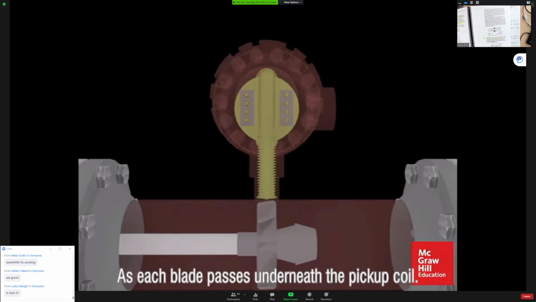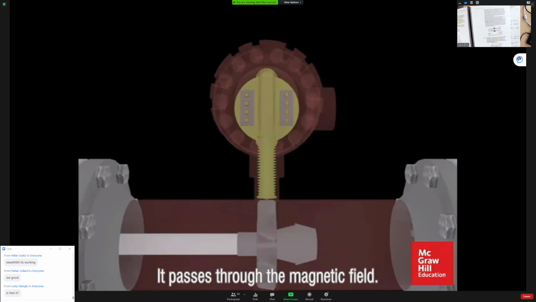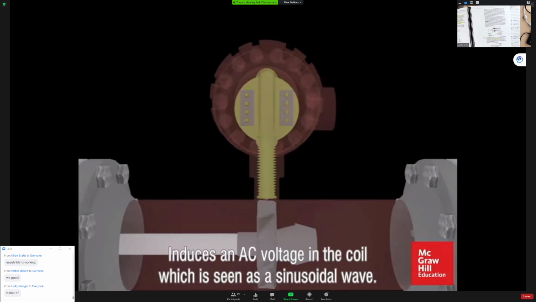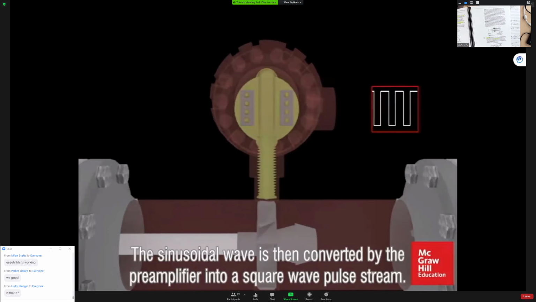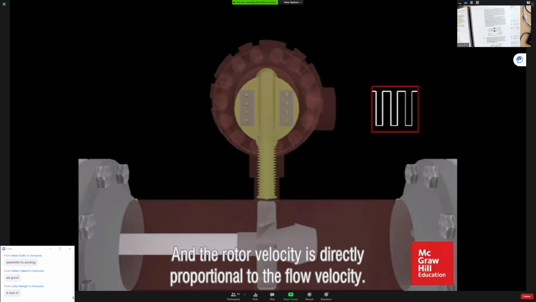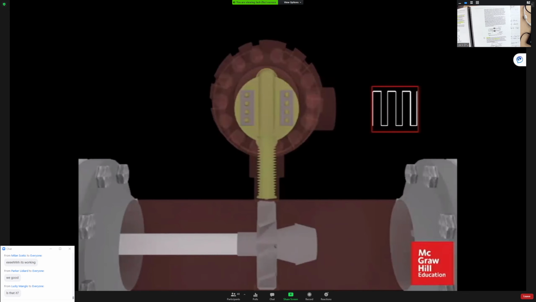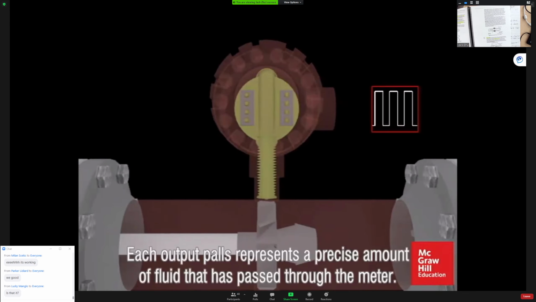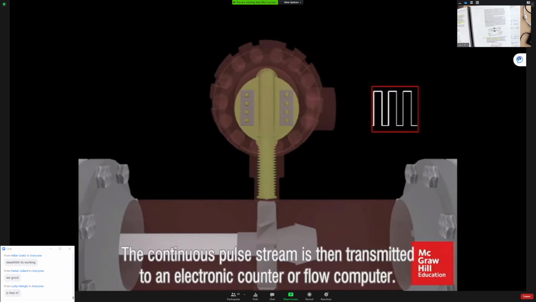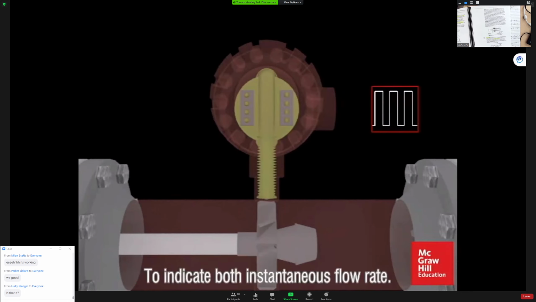It is constructed of many coils of fine wire that are wound around a permanent magnet. As each blade passes underneath the pickup coil, it passes through the magnetic field. The continual passing of the paramagnetic blades under the coil induces an AC voltage in the coil, which is seen as a sinusoidal wave. The sinusoidal wave is then converted by the preamplifier into a square wave pulse stream, as shown. Since the flow area is constant and the rotor velocity is directly proportional to the flow velocity, each output pulse represents a precise amount of fluid that has passed through the meter. The continuous pulse stream is then transmitted to an electronic counter or flow computer to indicate both instantaneous flow rate and total metered volume.